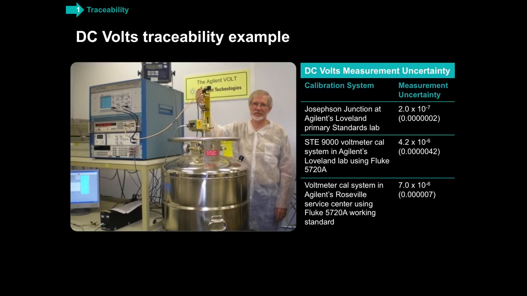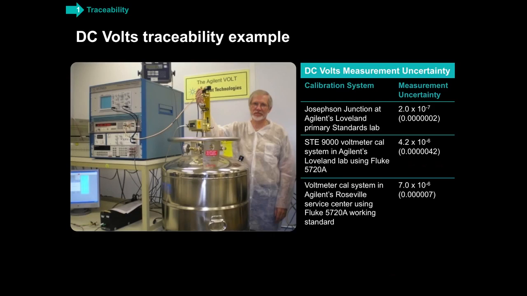Or you could go to any number of other national laboratories around the world and they also use the exact same Josephson junction. When you use that to calibrate the Service Test Executive voltmeter cal system, which we use in Agilent, and when you use that to calibrate a Fluke 5720 calibrator, then your accuracy that you can measure other voltmeters for DC, you can see it degrades a little bit. It's not quite as good, obviously.